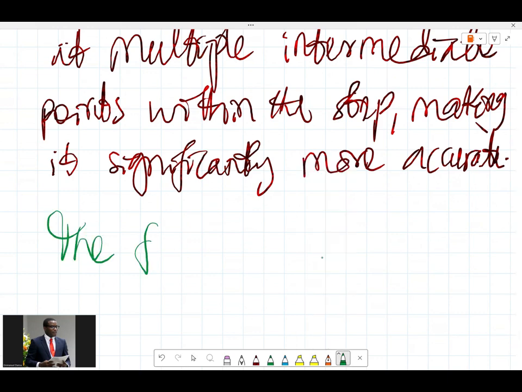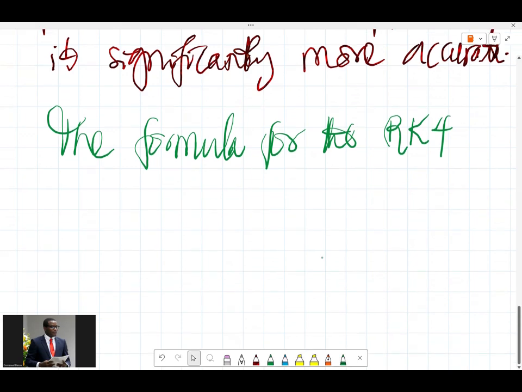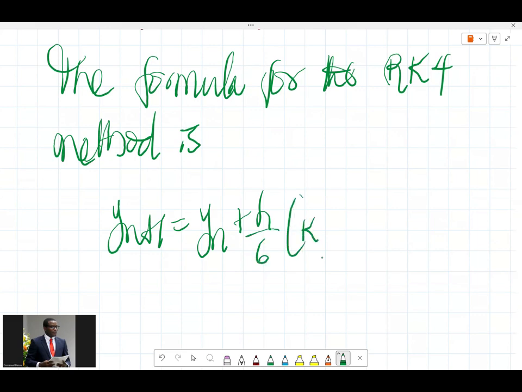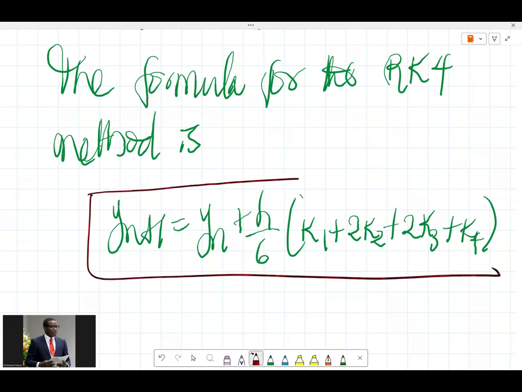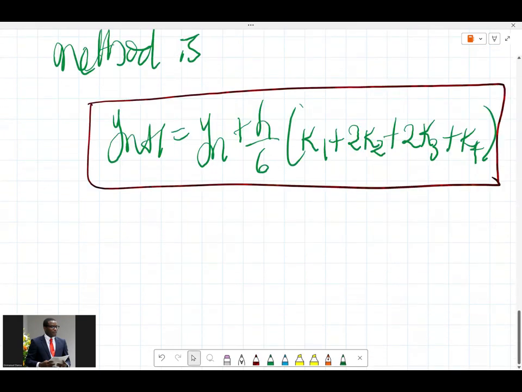So the formula for the RK4 method is yn plus 1 equals yn plus h over 6 into k1 plus 2k2 plus 2k3 plus k4. So that's the formula basically. But then it doesn't end there. All those k's actually have a significance. They are significant, that is.